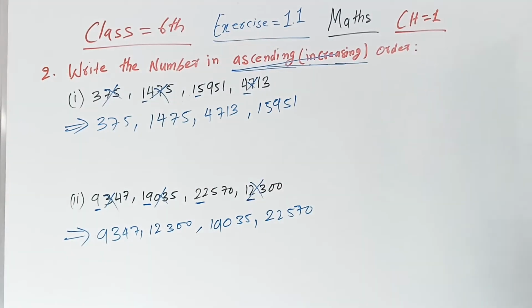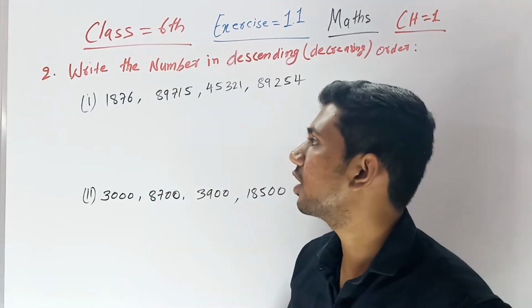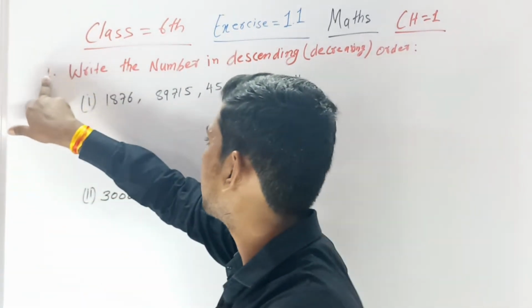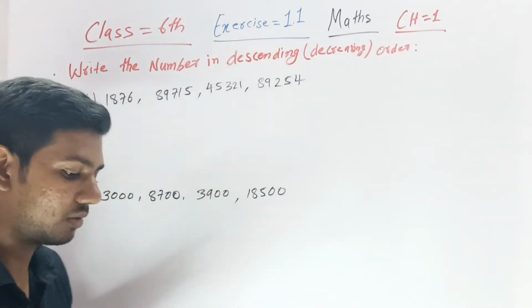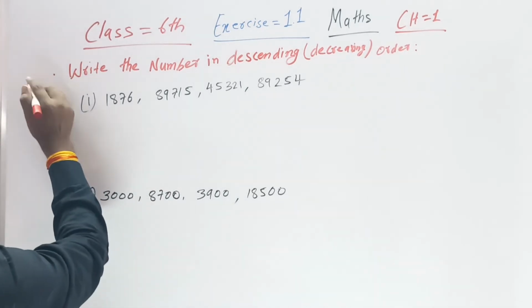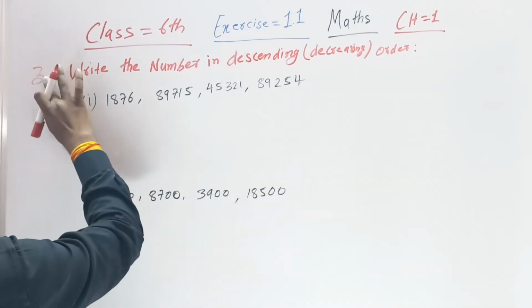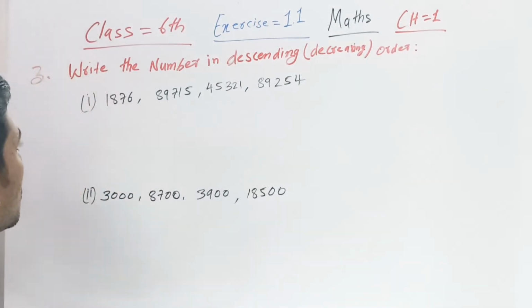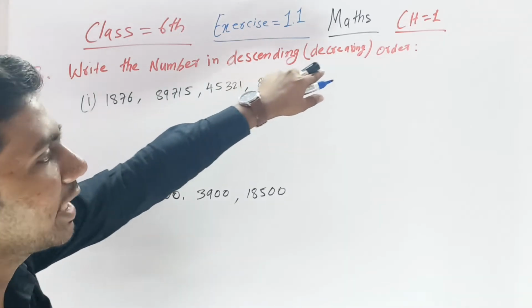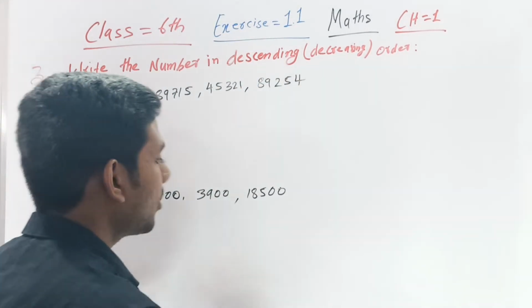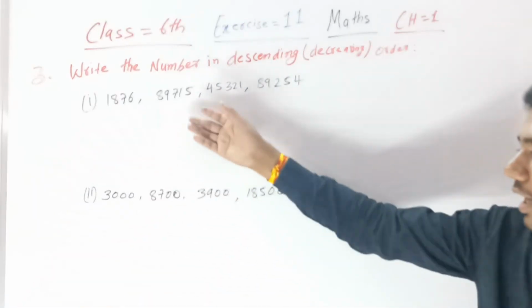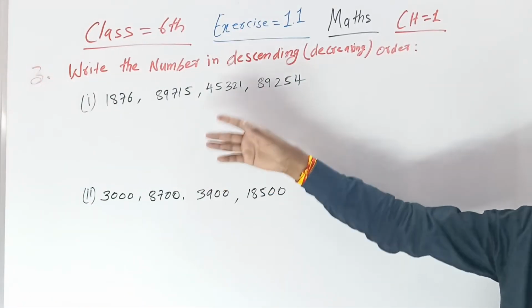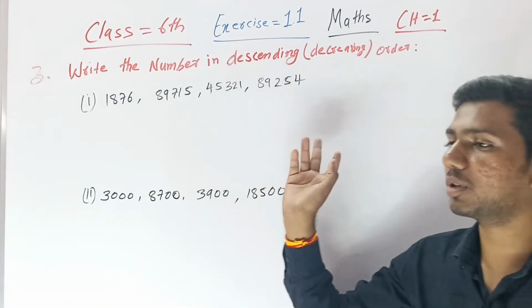So let's move to our third bit. Second is completed already, so it's our third one. Write the numbers in descending order. Descending means decreasing. So we have to solve this question number 1 and 2 in descending order, so we have to write these numbers in descending order.